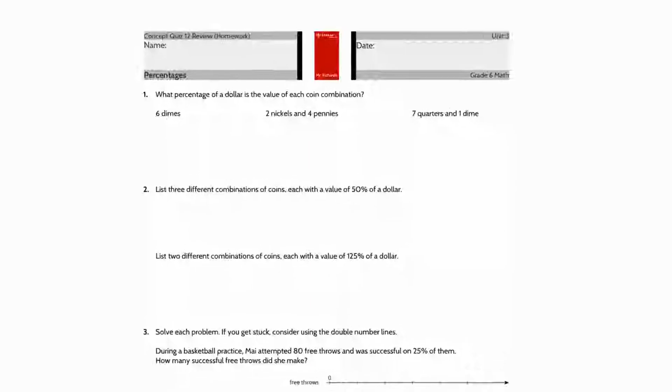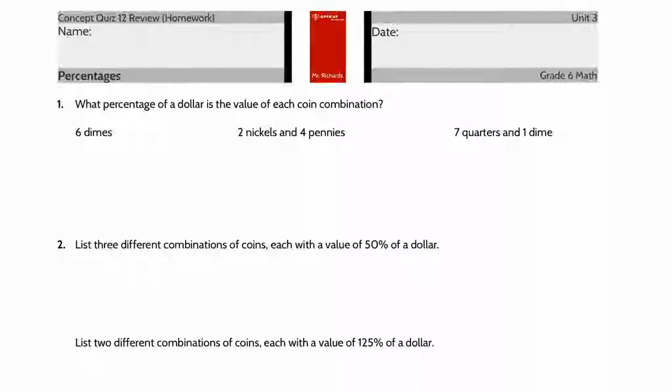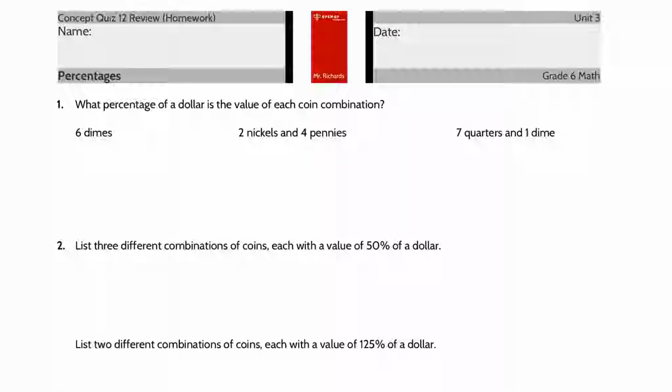If we look at the first question here, what percentage of a dollar is each coin combination? Well, 6 dimes is worth 60 cents. And this is 60 out of 100 cents that make up a dollar. And anything over 100 means, well, that is our 60%.